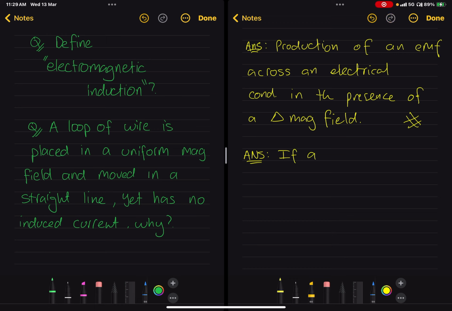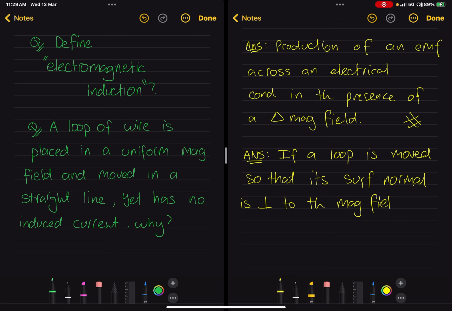So in this case, we're going to state that if a loop is moved so that its surface normal, this is the vector which is normal to the surface, to the area contained within the loop, is perpendicular to the magnetic field, an EMF will not be generated.